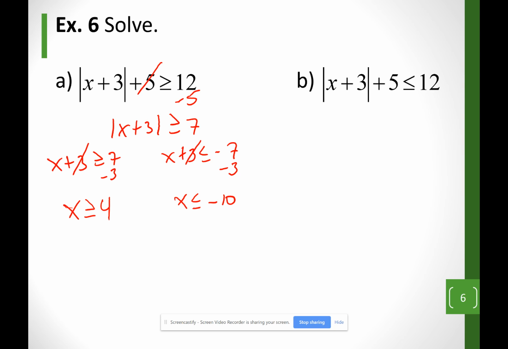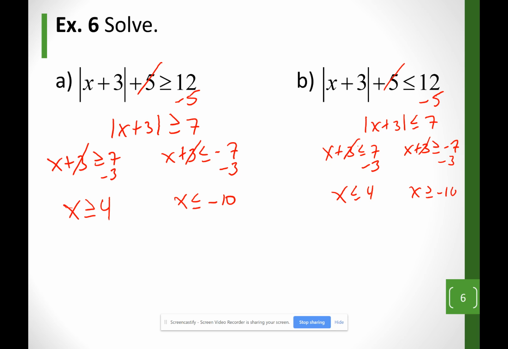Looking at example B, let me subtract 5 on each side. So I have the absolute value of x plus 3 less than or equal to 7. So I'm going to split it as x plus 3 less than or equal to 7, x plus 3 greater or equal to negative 7. Let me subtract 3 on each side. X is less than or equal to 4. Let me subtract 3 on each side. X is greater or equal to negative 10.